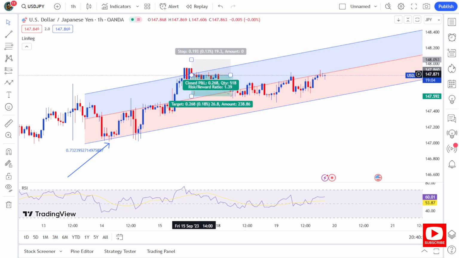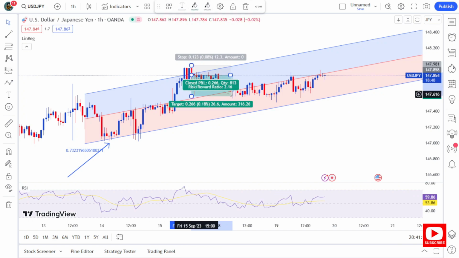Now we enter our sell trade only when the price closes inside the regression channel, with the stop loss slightly above the upper part of the channel, then our take profit must be in the middle line.